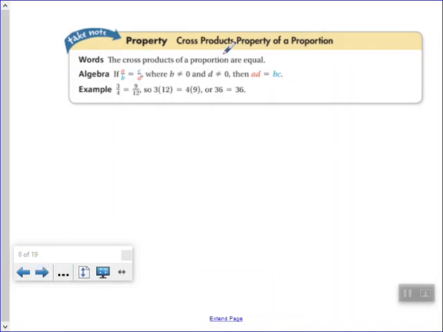The cross products property of a proportion is that the cross products of a proportion are equal. What that means is, if A/B is equal to C/D, and we are assuming B and D are not zeros, then A times D equals B times C. Example, 3/4 is equal to 9/12. 3 times 12 is equal to 4 times 9, because 3 times 12 is 36, and 4 times 9 is 36.